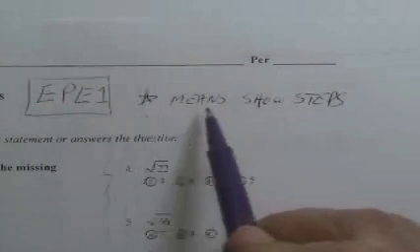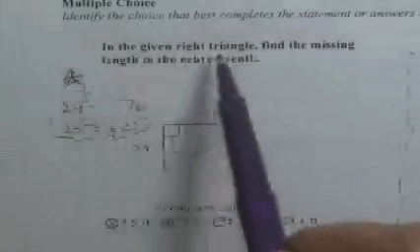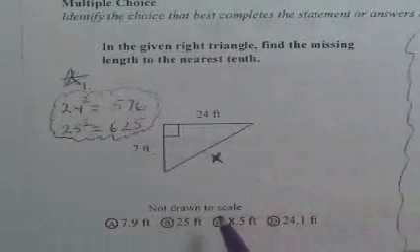Okay, whenever you see a star, that means to show your steps. In number 1, it says, in the given right triangle, find the missing length to the nearest tenth. Here's the missing length we have to find.